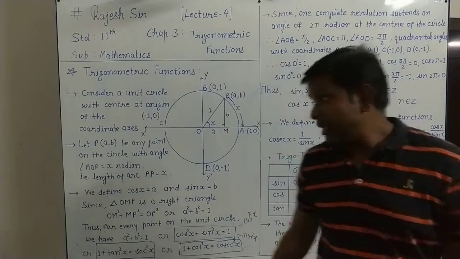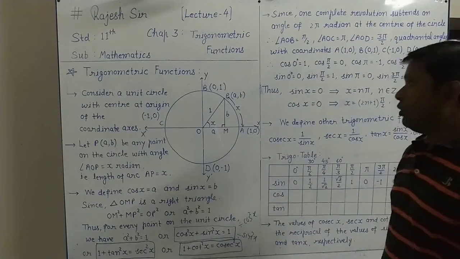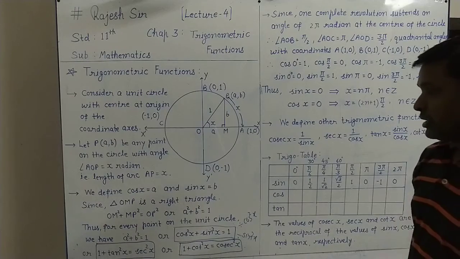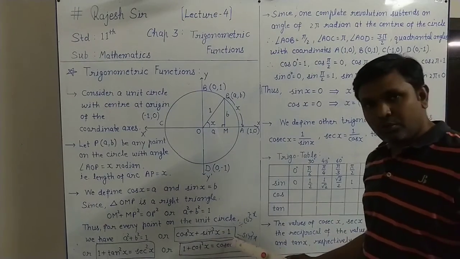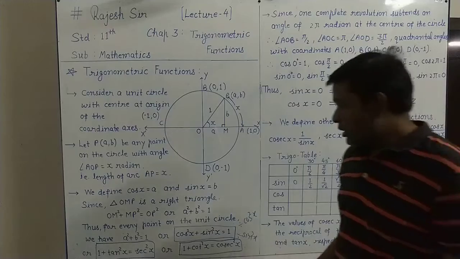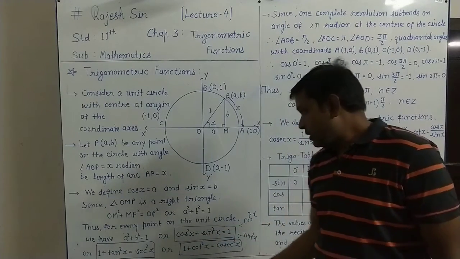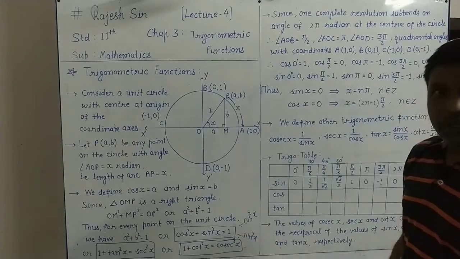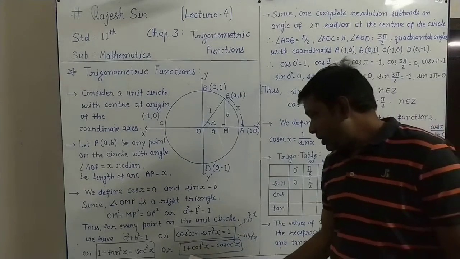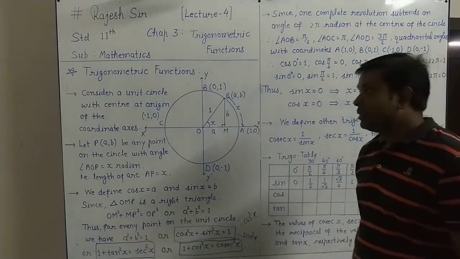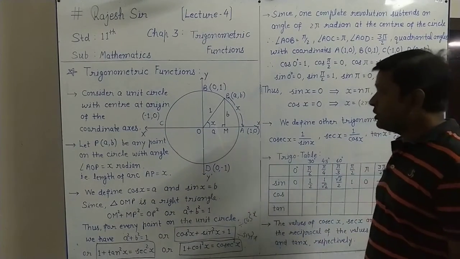And these are the trigonometric functions defined over the unit circle. So very simply we have defined these trigonometric functions as cos square x plus sin square x equals 1. Dividing that result by cos square x, we get 1 plus tan square x equals sec square x. And the same result, if we divide by sin square x, we get 1 plus cot square x equals cosec square x. So this is a very important thing we have understood here.